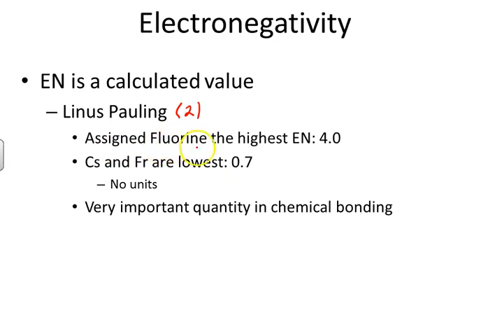Anyway, he assigned fluorine, which is the smallest active element, an electronegativity of 4, and cesium and francium are given the lowest value, with cesium being the only one that's really worth mentioning because francium is very uncommon. Anyway, 0.7. So it goes from 0.7 to 4. Technically, it goes from 0 to 4 as an electronegativity. But nothing actually has an electronegativity of 0 because all atoms have some attraction for their electrons. It's just that cesium and francium are approaching 0, so not very much.